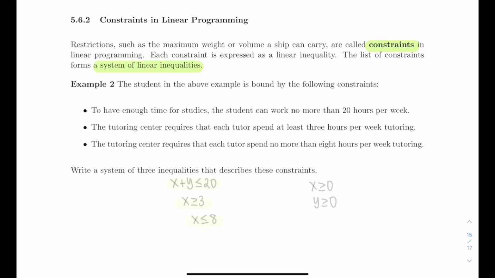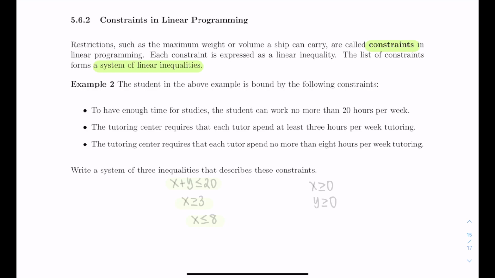So for example number 2, the student in the above example is bound by the following constraints. To have enough time for studies, the student can work no more than 20 hours per week. The tutoring center requires that each tutor spend at least 3 hours per week tutoring. The tutoring center requires that each tutor spend no more than 8 hours per week tutoring. We want to write a system of 3 inequalities that describes these constraints.